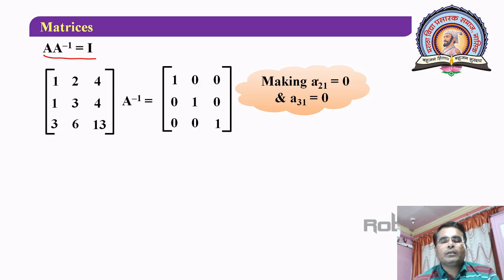Now making A21 0, actually this is already 1. So in the next step, you have to make this 0 and make this 0. So what are the transformations for making A21 and A31 to 0? These positions are called the A21 position and A31 position. So to make them 0, it is clear that if you subtract R1 from R2, then here you will get 0. Here R3 minus 3R1.